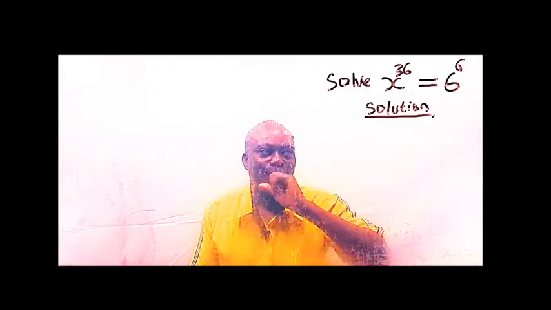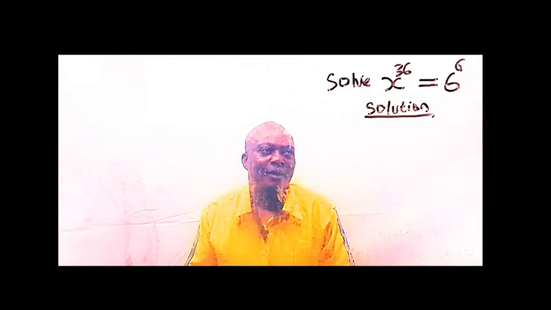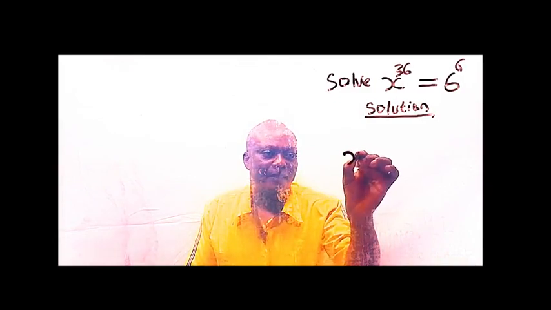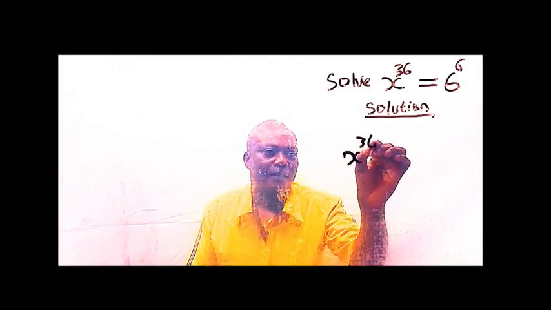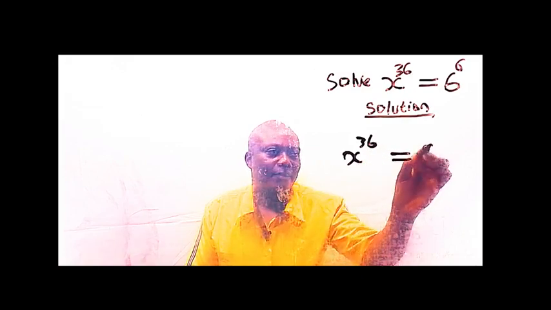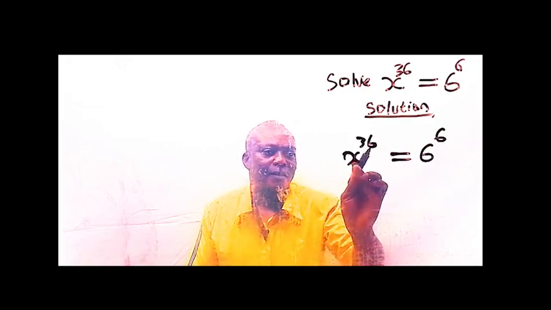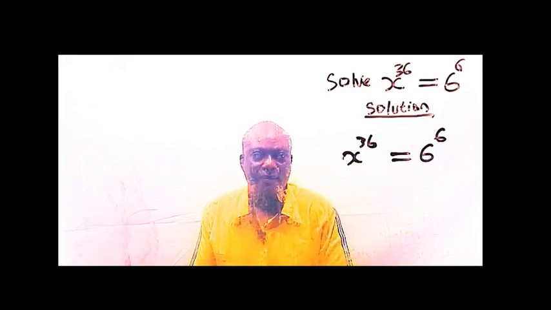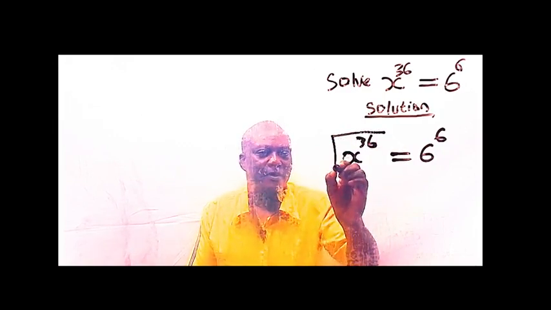x here, for this to be true. So you observe, this is x raised power 36 and equals to 6 raised power 6. Now, let us try to do something crazy by getting the 6th root of both sides.